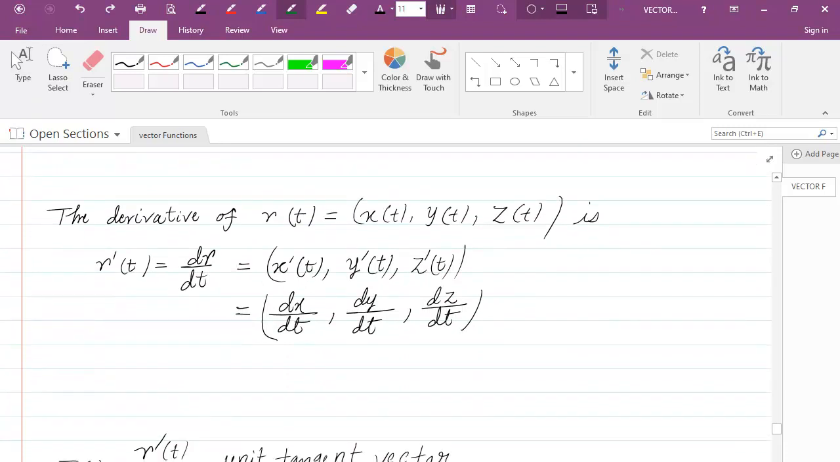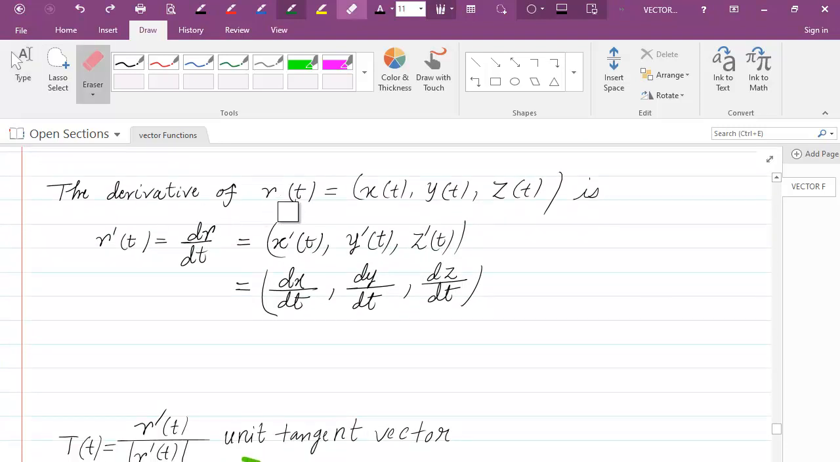Okay, so the derivative of a vector function r of t in the three space is r prime of t, or dr dt, where dr dt is the vector with components x prime of t, y prime of t, z prime of t. In the alternative notation, it is dx dt, dy dt, comma dz dt. So this is when I have a vector function in the three space.